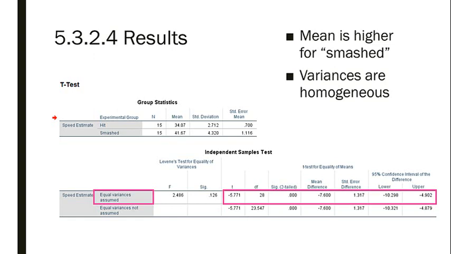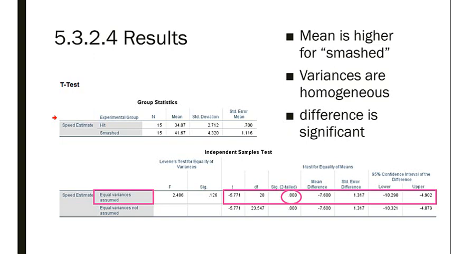The way we would interpret that is that a plausible true difference between the hit group and the smash group is about minus 5 to minus 10. So meaning our range of plausible estimates is that the smashed group reported speeds between 5 and 10 kilometers faster than the hit group. Okay, so we've got a statistically significant difference.